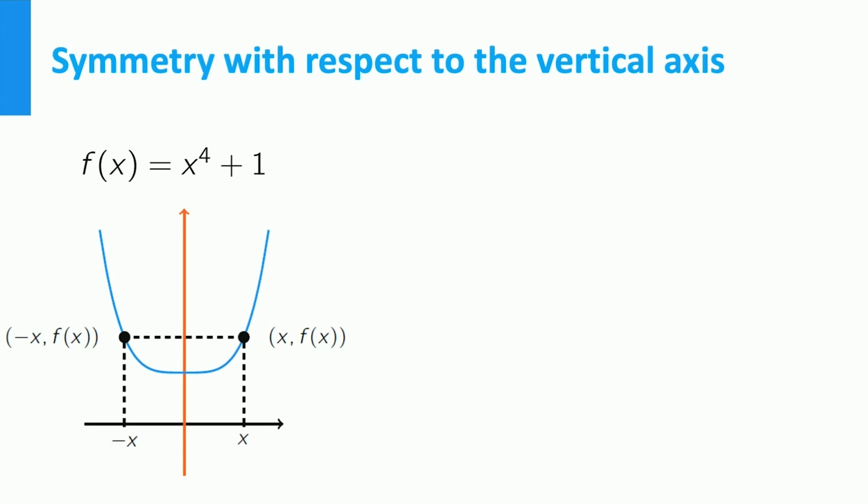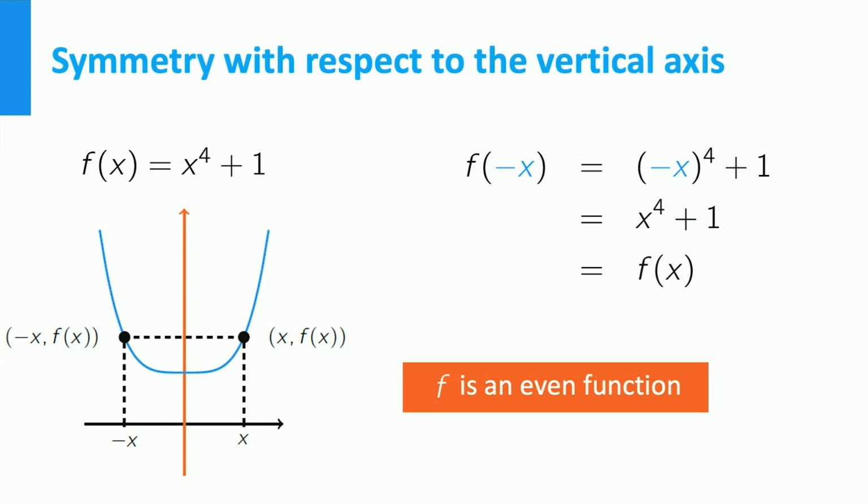Let us check whether we can find this symmetry by using the formula. Computing f of minus x, we find that it is equal to (minus x) to the fourth power plus 1, which is x to the fourth plus 1, which is indeed f of x. We call functions with this kind of symmetry even functions.